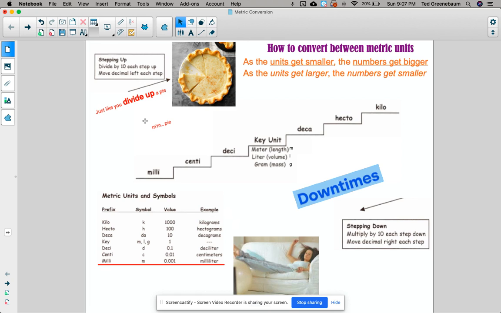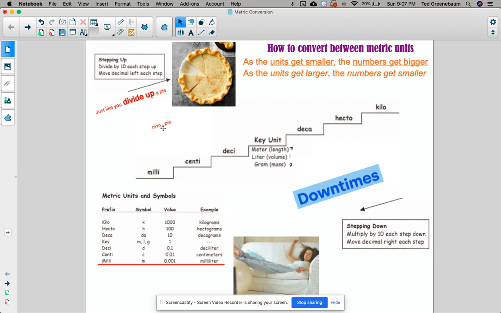How are you going to remember? Because when you divide up a pie, that's exactly it. You're dividing up by 10 each step. And I know how you feel about pie.